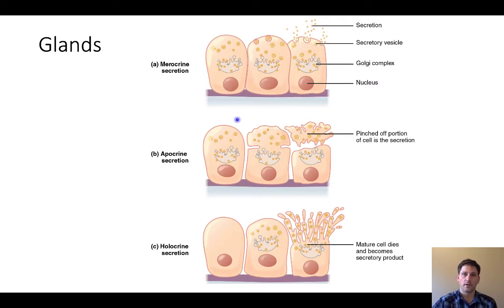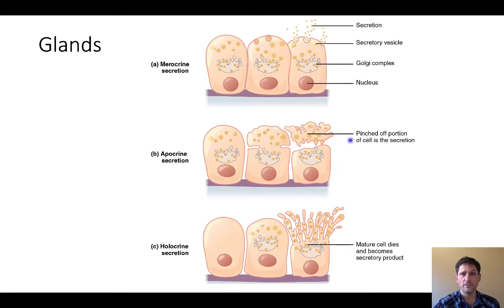So if we look at all of these cells, all 3 of the same cells, but if we look at how merocrine secretion works, we can see we've got our Golgi complex in here, and it's producing these little vesicles that are budding off and making their way out to the plasma membrane, and our secretion is being released. So this is going to happen with our eccrine or sweat glands that are going through the ducts.